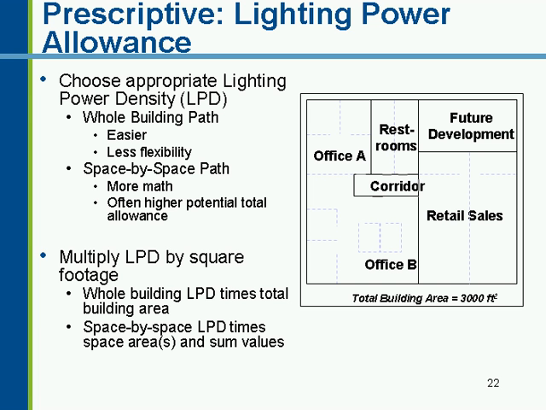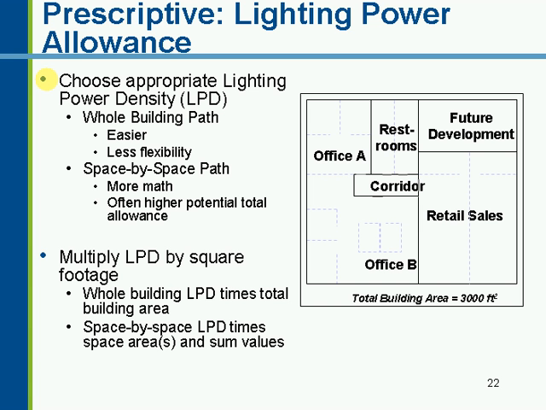Let's go on to how you calculate your interior lighting power allowance from the standard. The first thing you do is to choose an appropriate lighting power density that you'll find in the standard. And there are two ways to do that, of course, as mentioned. A whole building path. This is the easiest path, but it does provide less flexibility. In this case, you pick one value for the entire building and apply that to the square footage. You don't have any flexibility of each different space type, even if the lighting requirements might be different.